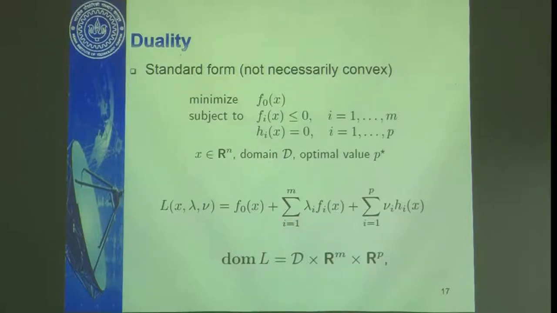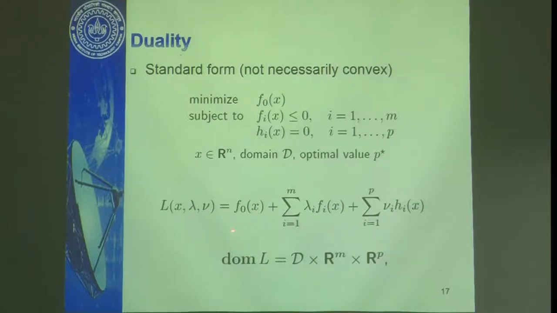Now, the Lagrangian is something that depends on both x and lambda. If I minimize the Lagrangian with respect to x, what will happen? I will get something that is a function of lambda, right? Because this term depends on both x and lambda. So I minimize with respect to x. For every value of lambda, I choose the value of x that is the minimum possible.